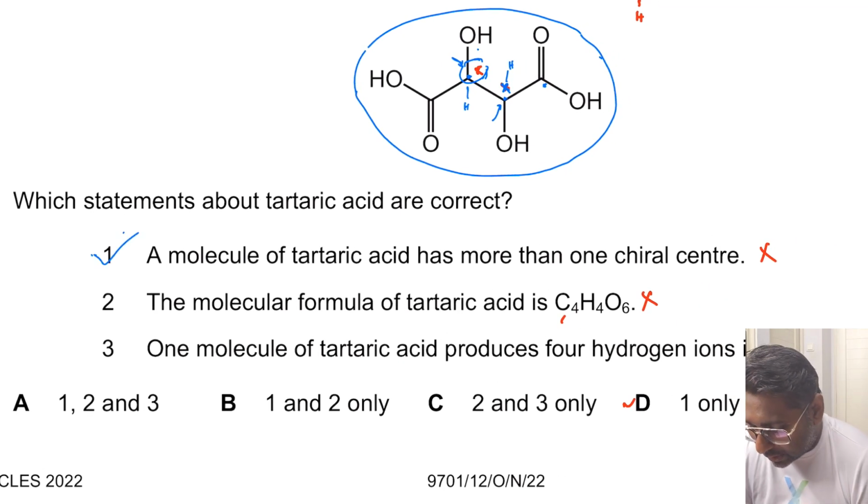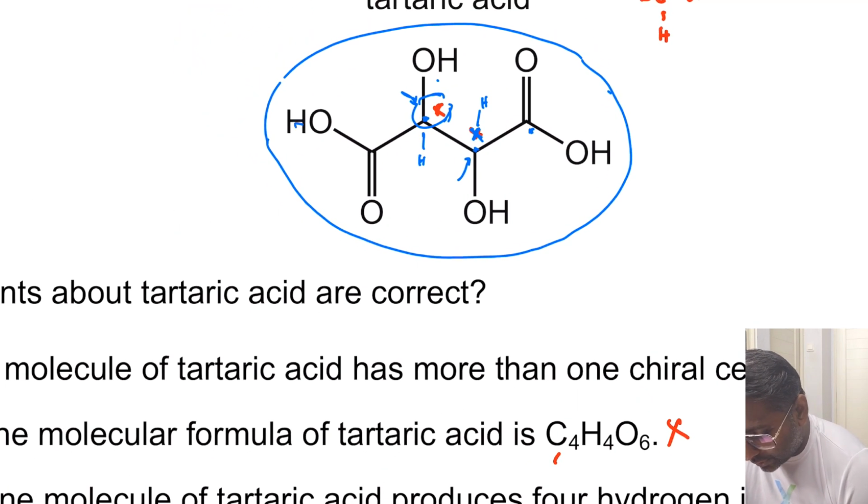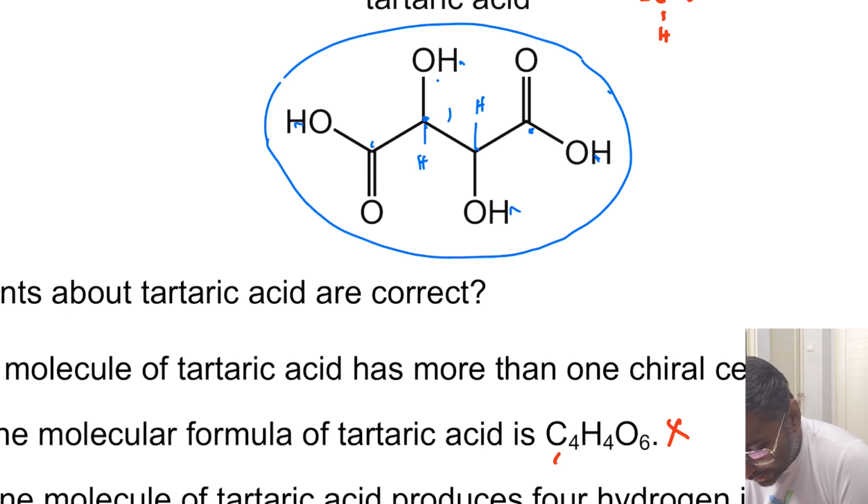Then the molecular formula of tartaric acid is C4H4. If you look over here, there are 1, 2, 3, 4 hydrogens, but do remember there is also hydrogen here, and there is hydrogen here. So it's supposed to be C4H6. So that is wrong.